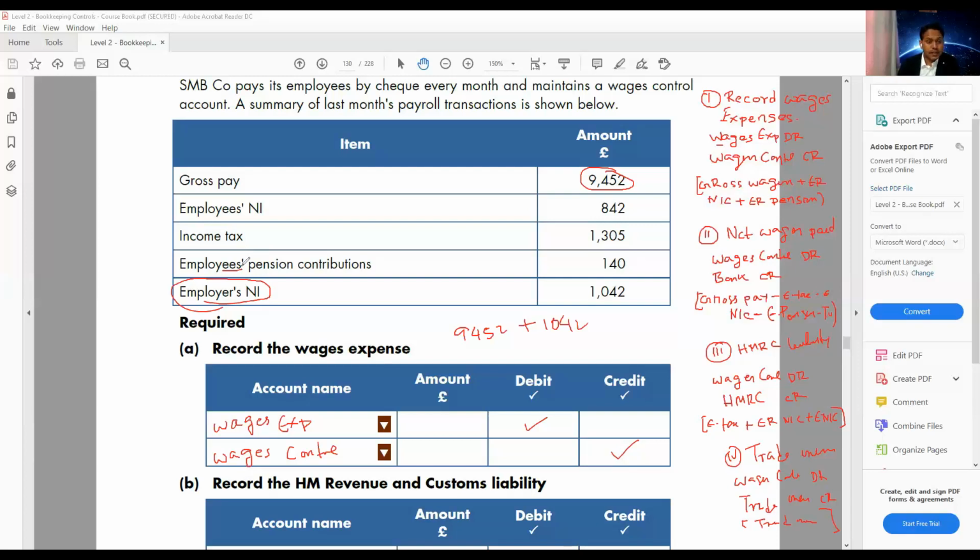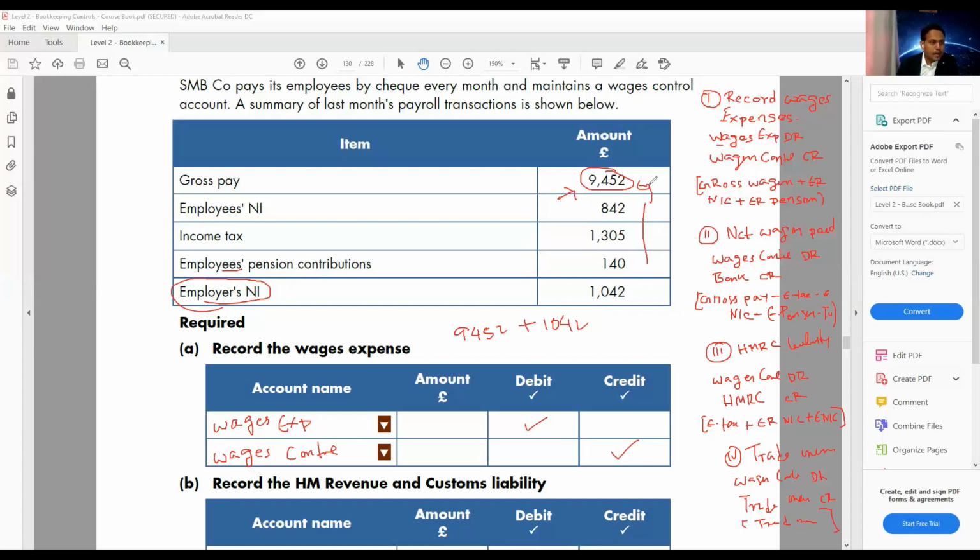Be very careful with the word. As I said, employee and employer look the same, so don't take the wrong figure in the exam. You need to make sure you take the right figure, so read the question a bit slowly. We're not going to take the employee because we're looking for only employer, because employee pension is already inside, isn't it? All these three figures are already inside the gross pay, so we don't have to take this one again.